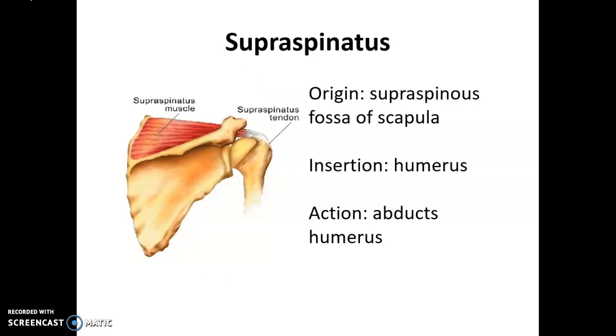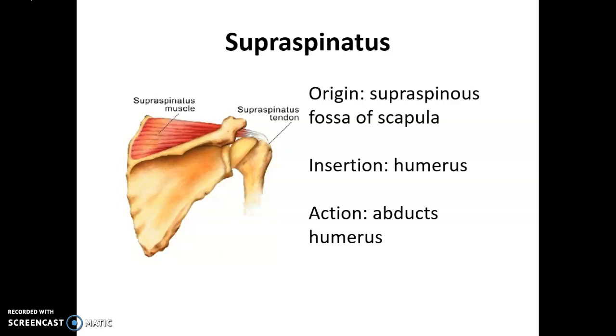The next muscle we will talk about is supraspinatus. Now on the diagram on the left you see a scapula, and we are looking at the posterior side of the scapula. We do see the spine leading to the acromion. Superior to the spine, the depression is called the supraspinous fossa. Inferior to the spine, we have the depression called the infraspinous fossa.